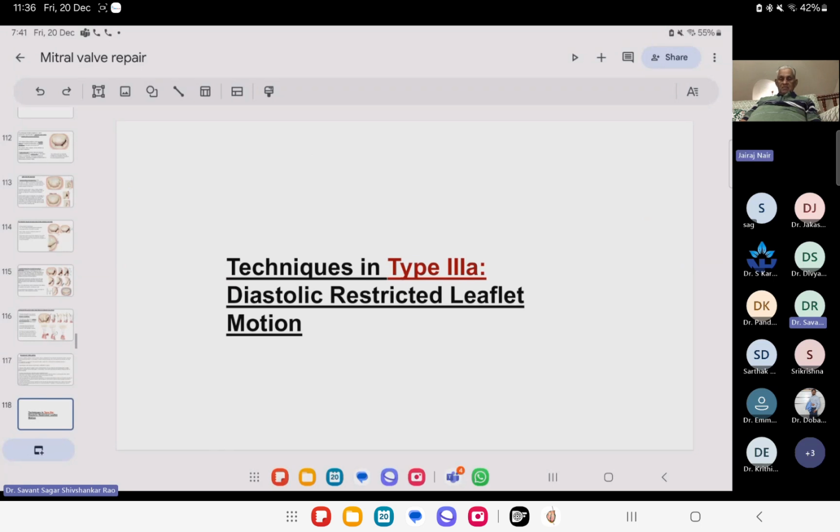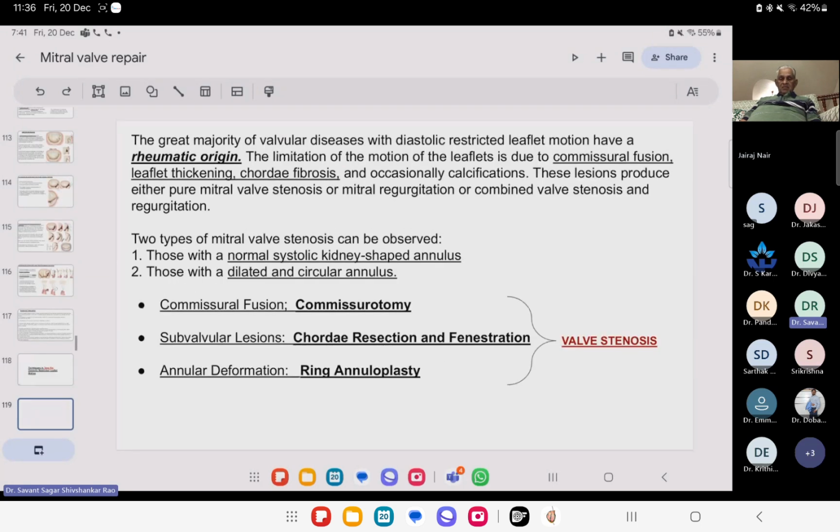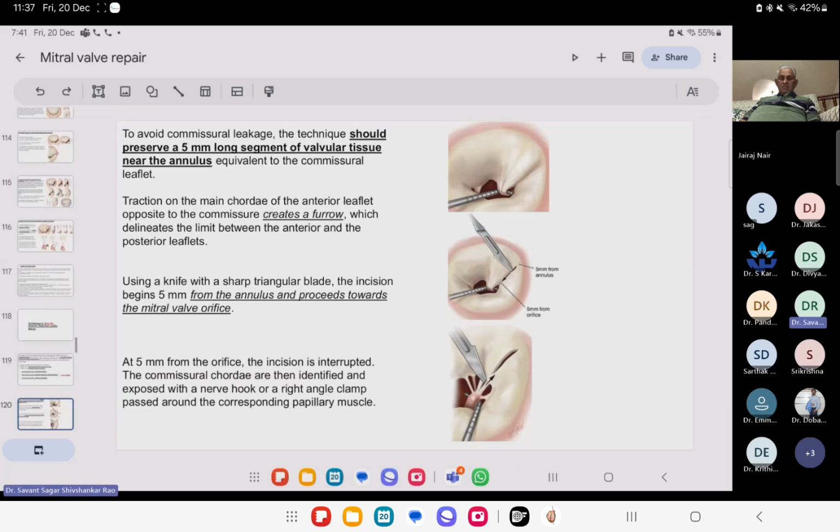In techniques of type 3, that is diastolic restricted leaflet motion, which is mainly because of rheumatic heart disease, first we have to do commissurotomy, caudal resection and fenestration, and ring annuloplasty. In commissurotomy, we unfurl the anterior mitral leaflet, which gives us the landmark of the posterior commissure and anterior commissure. Then, just 5 mm from the annulus, we start an incision towards the orifice.